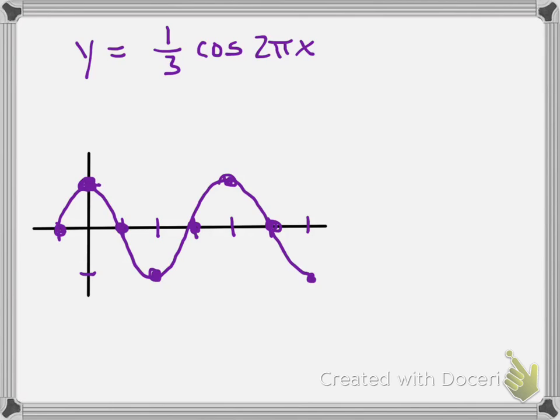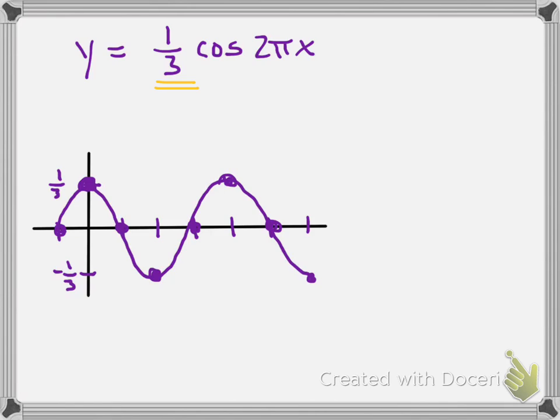Okay? Now I need to label the graph. This one has an amplitude of 1/3. All right, so this is going to be 1/3. This is going to be negative 1/3. It's going up 1/3, down 1/3.